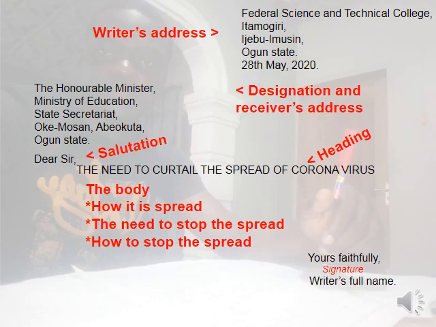Now for the designation and receiver's address, we have the Honorable Minister, Ministry of Education, State Secretariat, Oke-Moson, Abeokuta, Ogun State. Now look at how it is punctuated. The Honorable Minister, comma, Ministry of Education, comma, State Secretariat, comma, Oke-Moson, comma, Abeokuta, Ogun State. So you can see how it is punctuated.